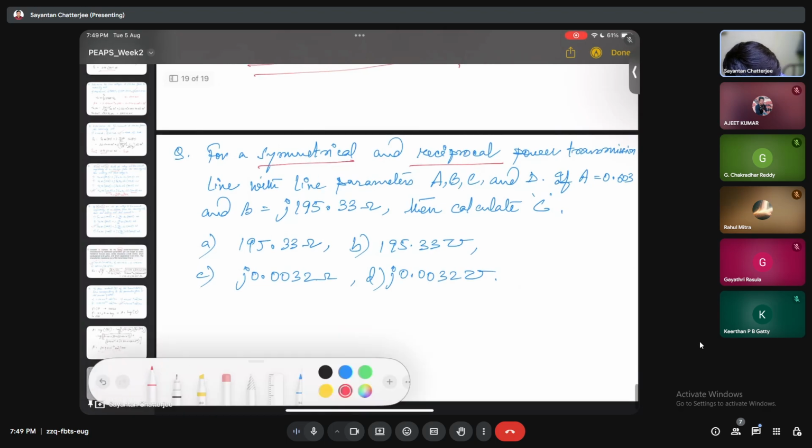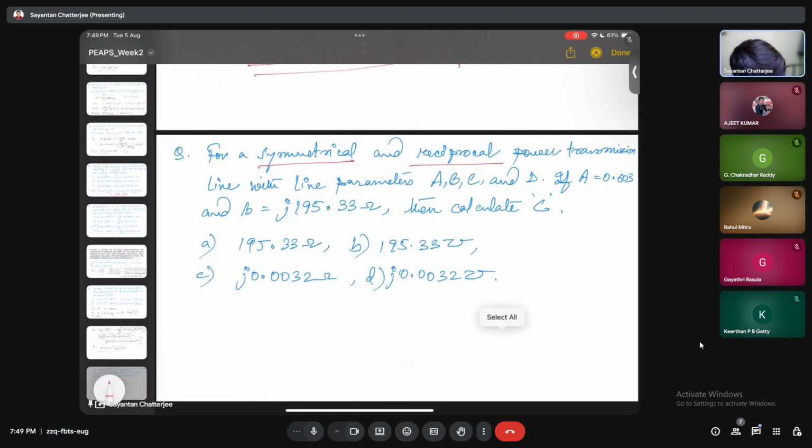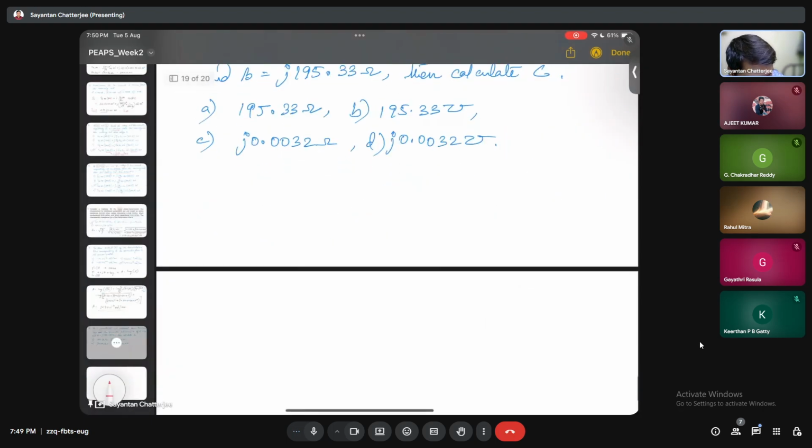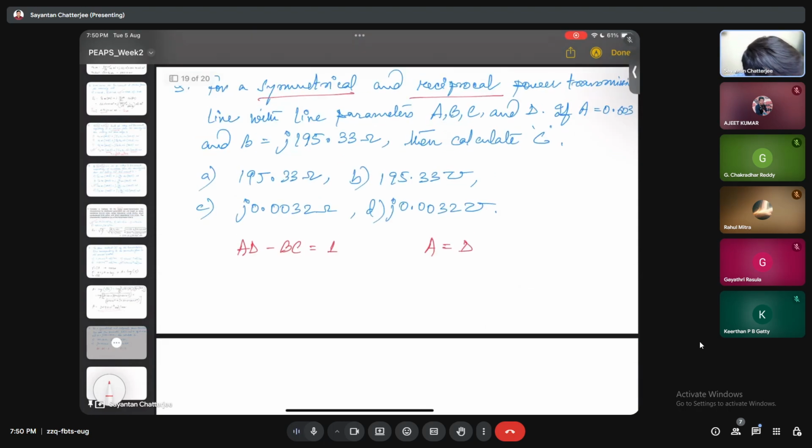So for symmetrical and reciprocal power system, what's the condition? AD minus BC equals 1, and A equals D. So these two are the conditions. So A equals D means D value and A value are the same. So this will be 0.603. So just plug in these values to calculate C.